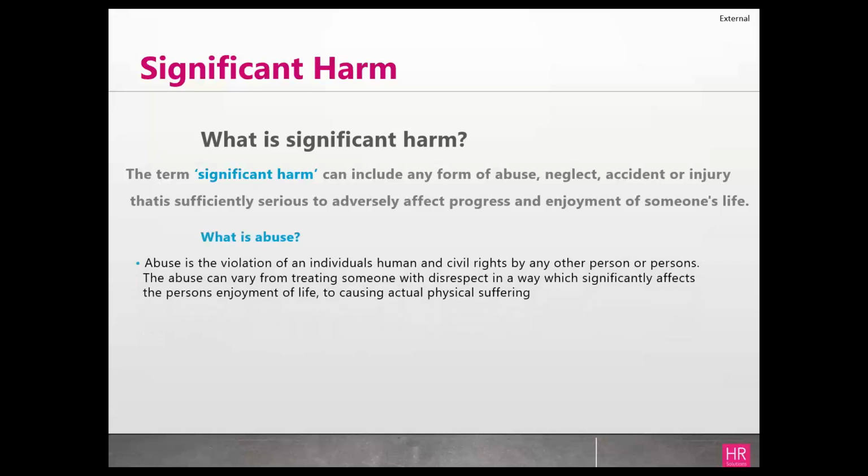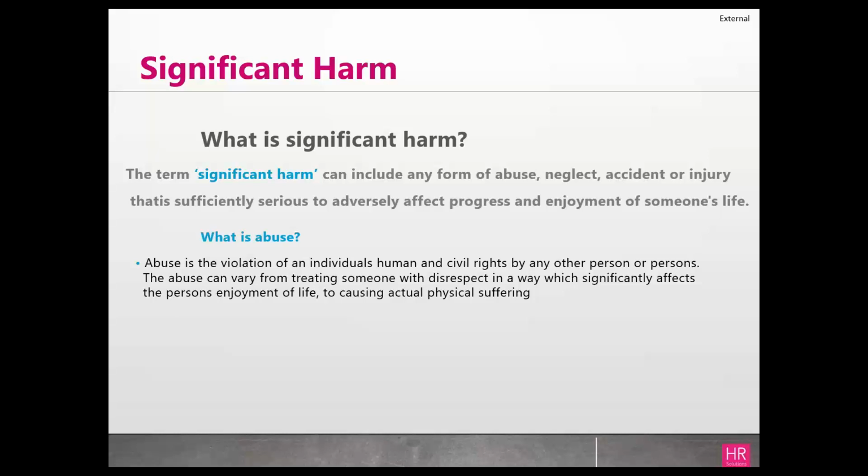Abuse would then be the violation of someone's civil or human rights by another person or persons. I think it's interesting to talk about persons. It's not always one-on-one, it could be a group. And certainly if we go back to the workplace, it can be a number of people that could unfortunately be doing this to an individual.